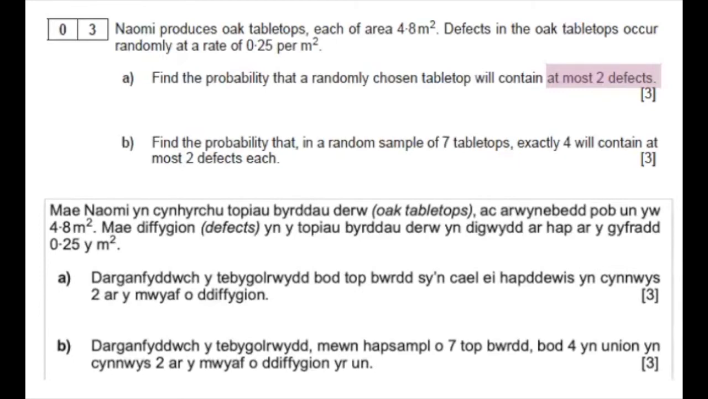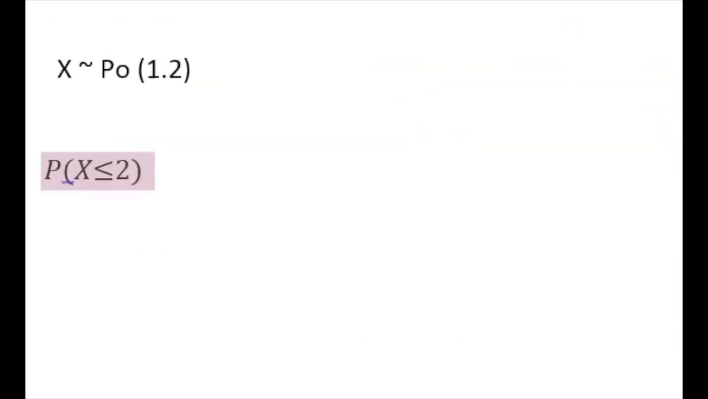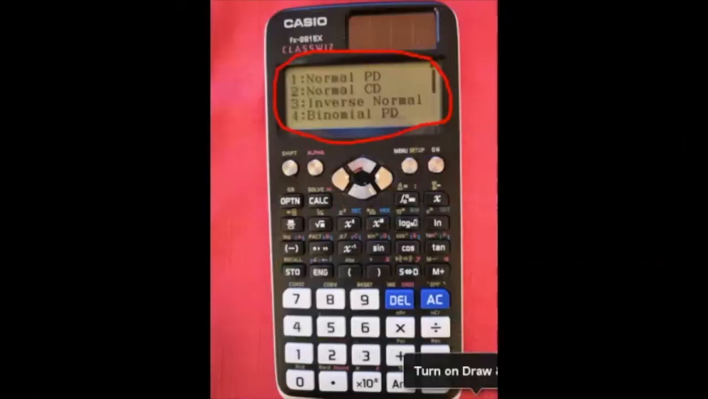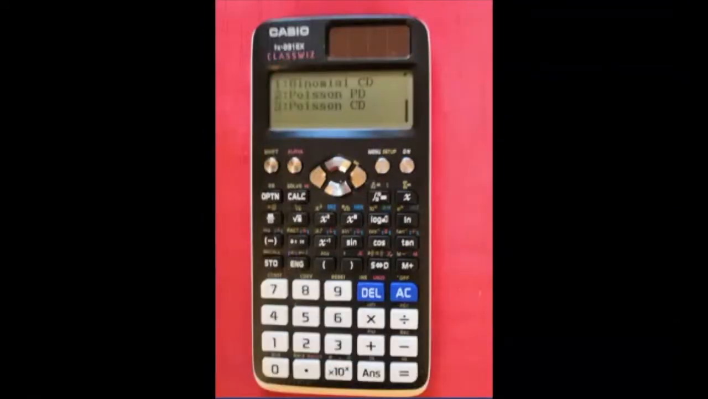The question asks us to find the probability of at most 2 defects. So we require the probability x is less than or equal to 2. We shall find this out using our Classwiz calculator. Press the menu button, and then we want statistics. Now press 7. This shows us some statistical distributions, but we want the Poisson. Scroll down. We then get the display shown, and there are 2 Poissons, the probability distribution and the cumulative distribution. We want to use the cumulative distribution, which is 3.